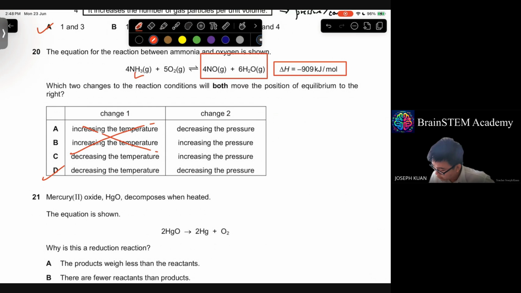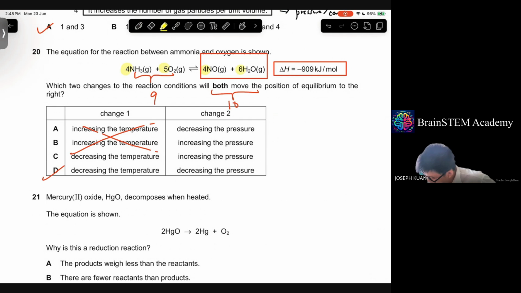You can see from the equation on the left, there are 9 particles in total by looking at the coefficients. And on the right-hand side, there are 10 molecules in total, right, by looking at the coefficients similarly. So for us to favor the side with more gas, we should decrease the pressure. And for us to favor the exothermic direction, we should decrease the temperature. So 20 is D for donkey.